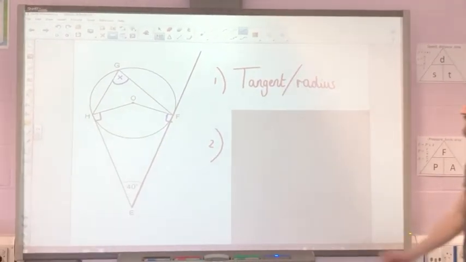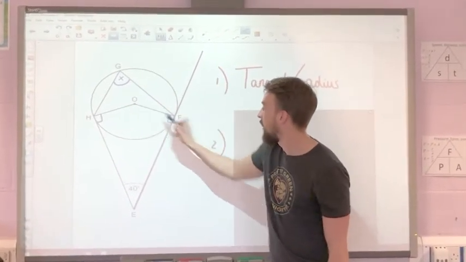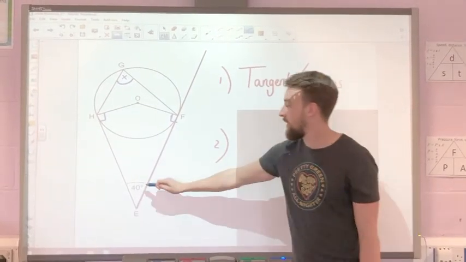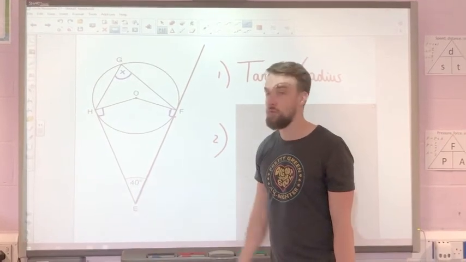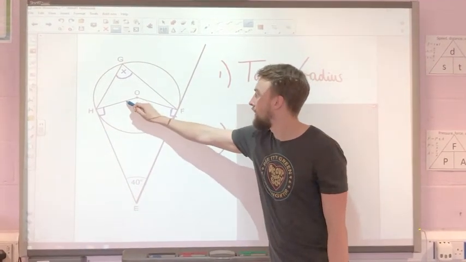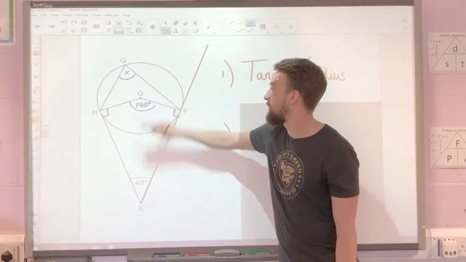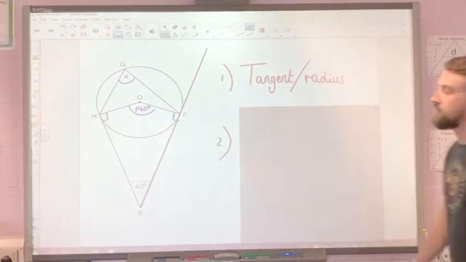Now that's helped us because we have a kite shape here, O, F, E, H. 2 90s and a 40 make 220. So this will be 140 degrees, so that the 4 angles make 360 degrees.